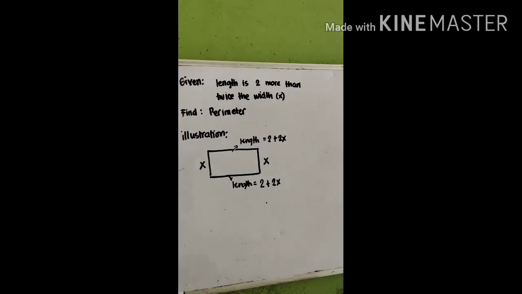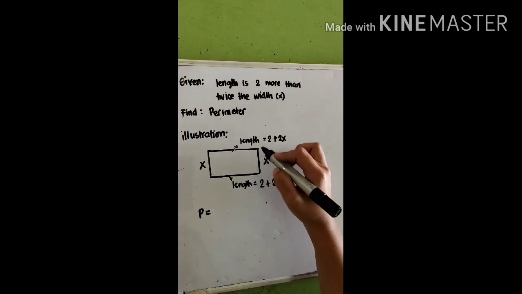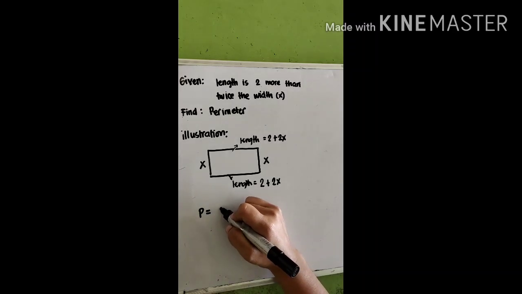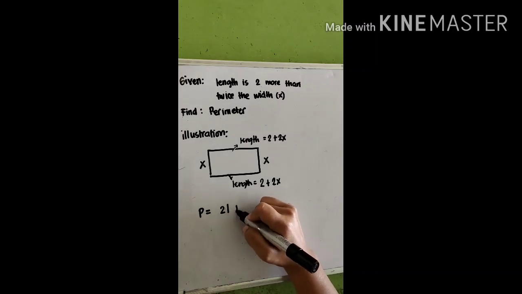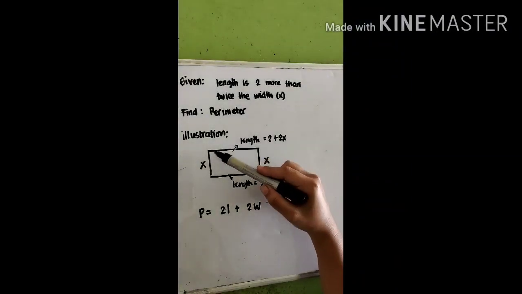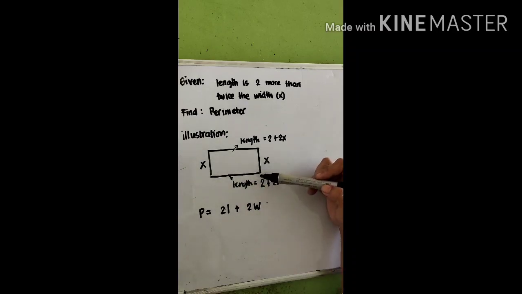To solve for the perimeter of our rectangle, we have to add all of the sides of our rectangle. We have the formula 2L plus 2W. Why 2L plus 2W? It's because we have here 2 lengths and 2 widths. So we are going to add all of its sides.